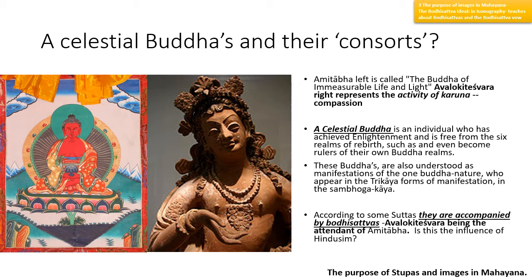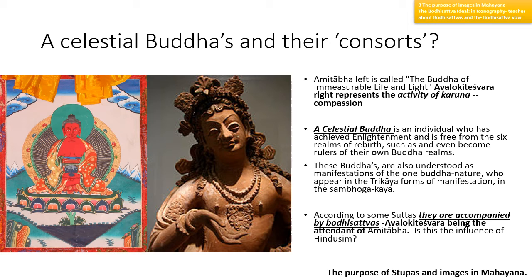And these Buddhas that we can pray to are understood as manifestations of the ultimate Buddha nature. They appear in the Trikaya forms of manifestation in the Sambhogakaya realm. So they themselves are still just emanations, manifestations, incarnations of the final truth, the Dharmakaya realm. According to some of the Mahayana sutras, even these lords are accompanied by other bodhisattvas like Avalokiteshvara.